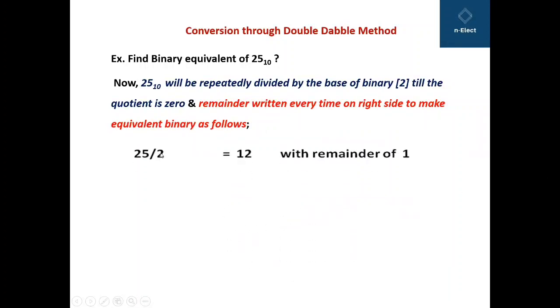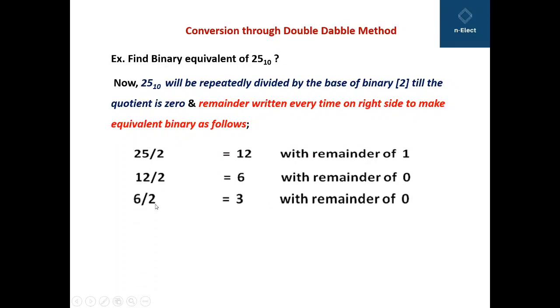So 25 is first divided by the base of binary, that is 2. When I divide 25 by 2, I will get 12 as the quotient, right? And the remainder is 1. So I will write the remainder as 1. Then I will divide this 12 by 2. So I will get the quotient as 6 and remainder 0. Then I will bring this 6 here. So 6 will now be divided by 2. So I will get quotient 3 with remainder 0.